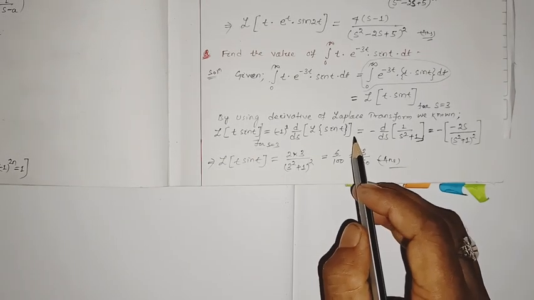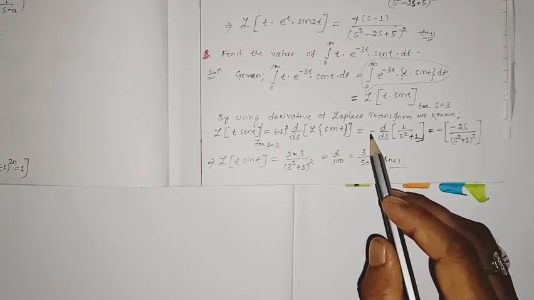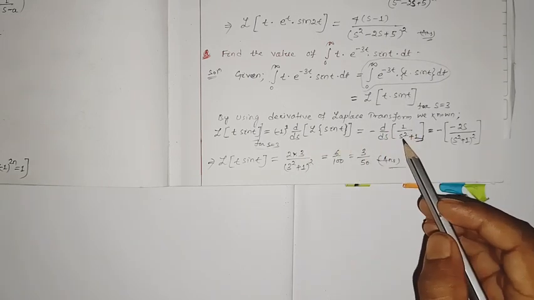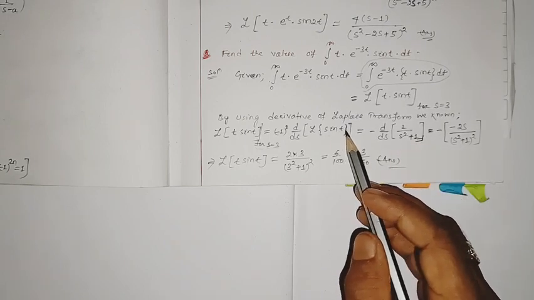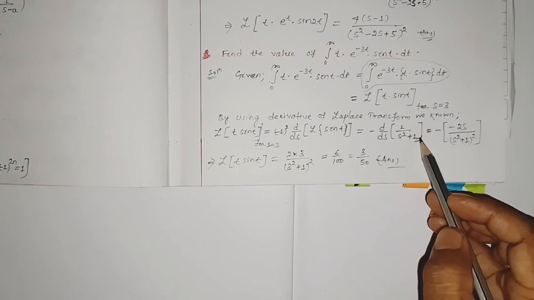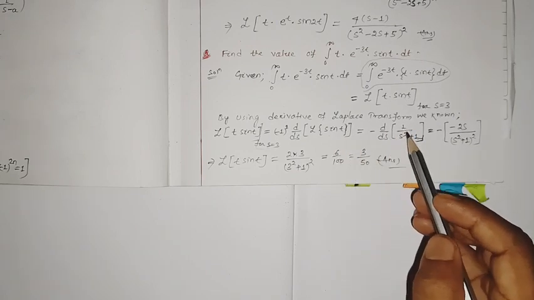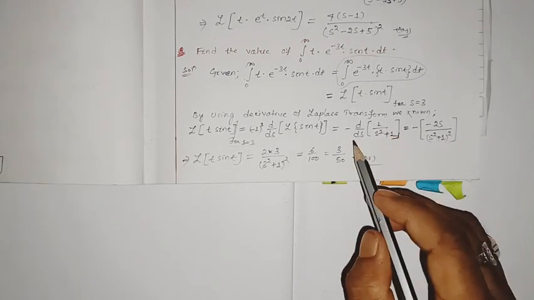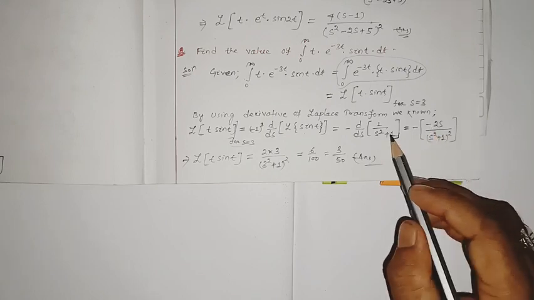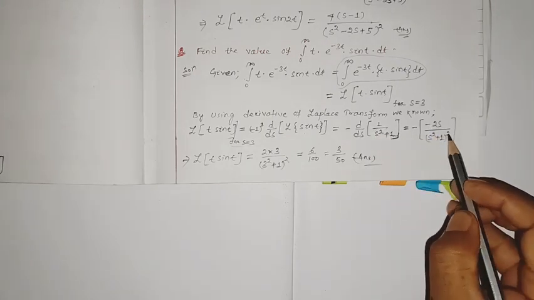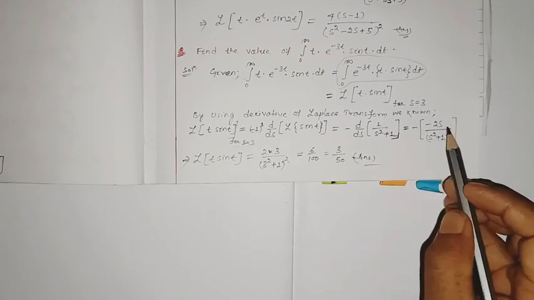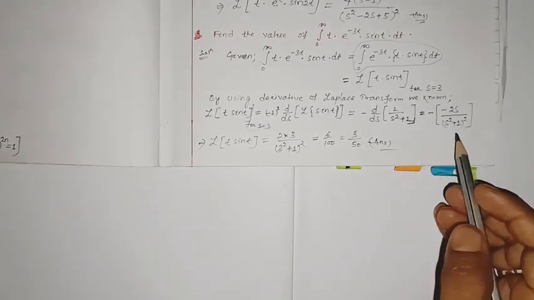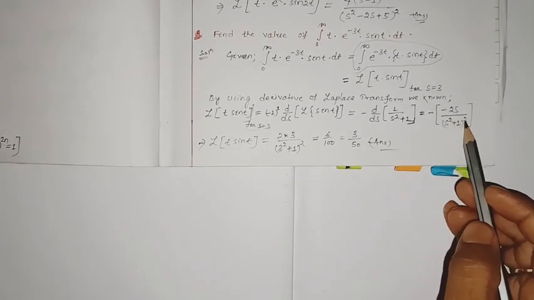So it is equal to minus 1 to the power 1, that is minus d by ds of, we know that Laplace transform of sin t is nothing but 1 by s square plus 1, because Laplace transform of sin at is nothing but a by s square plus a square. Here a is 1, so d by ds of 1 by s square plus 1. Now derivative of 1 by s square plus 1 with respect to s is nothing but minus of 1 over the square of this one, s square plus 1 whole square, times the derivative of s square plus 1, which is 2s. So here minus minus will be plus, and it will be 2s by s square plus 1 whole square.